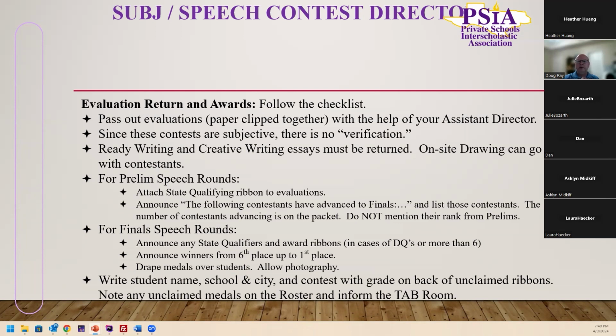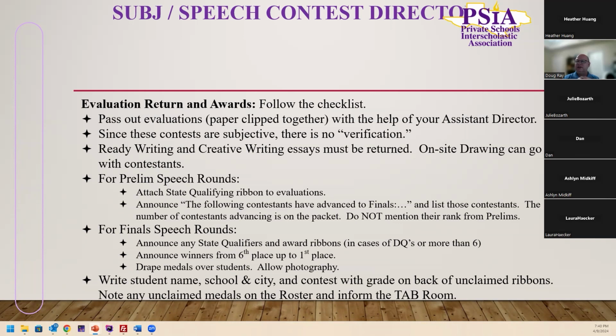If it's a preliminary speech round, you should attach the state qualifying ribbon to the evaluations of the contestants who are not advancing to finals. Because remember, you only get a qualifying ribbon at a state meet if you're not going to get a medal. You announce the following contestants have advanced to finals, and you read off the list of those contestants.